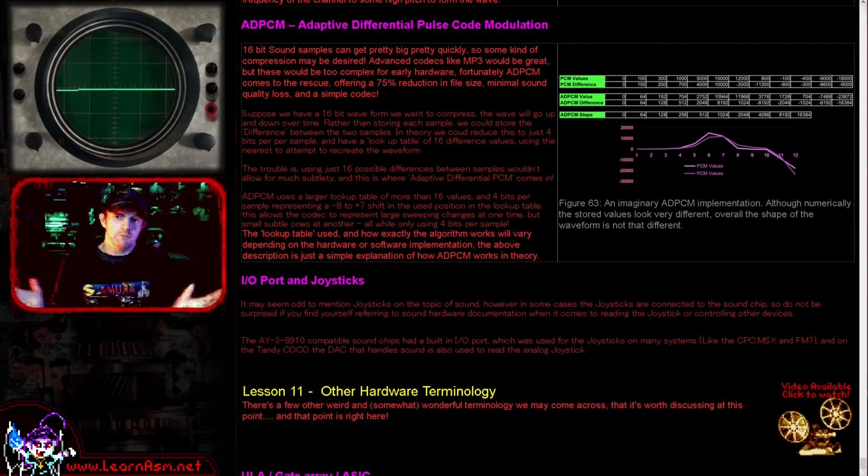Now, the purpose of ADPCM is to solve a simple problem. If we've got a 16-bit sound sample, we can reduce the quality by lowering the frequency, which will make it more muffled, but we might also want to reduce the bit depth. Now, we could just simply save it as a 4-bit sample, but that would become heavily distorted.